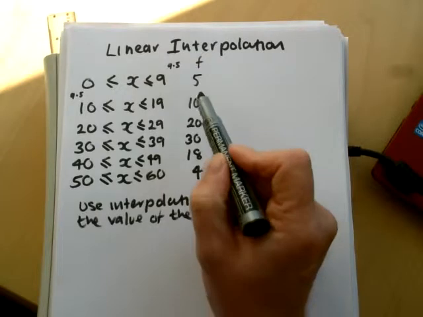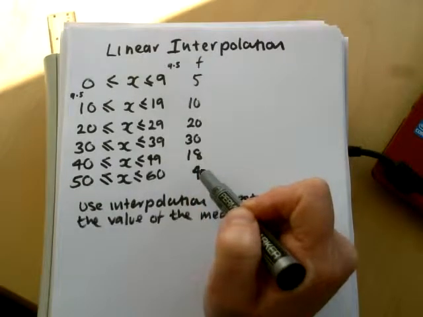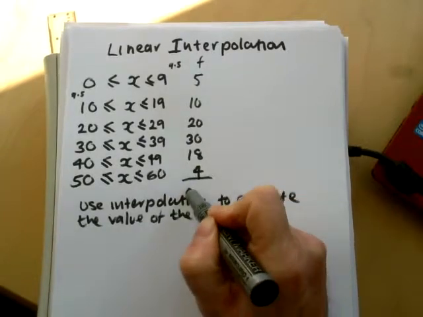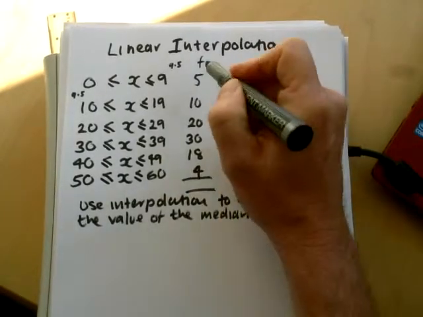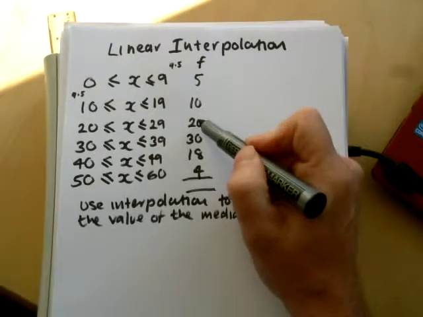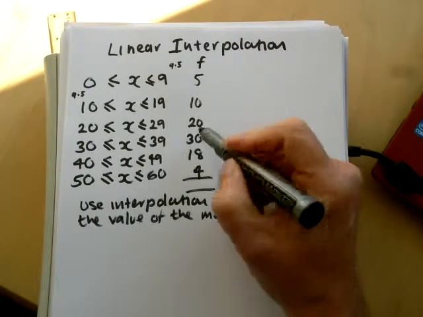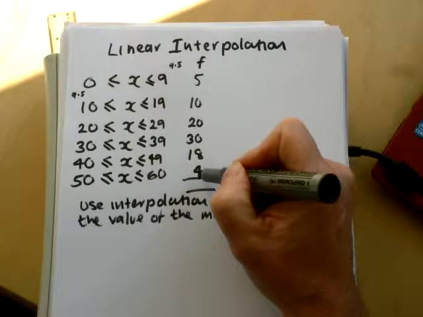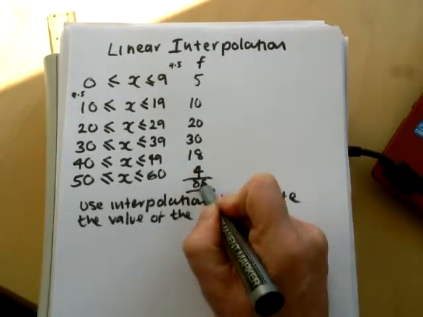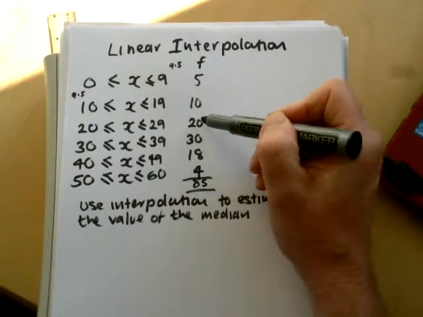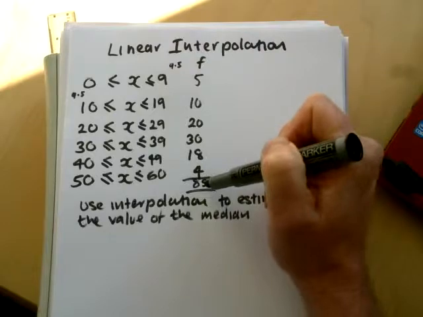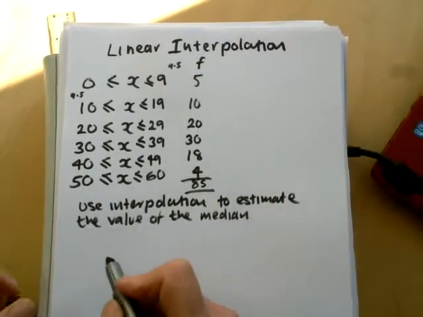Then we look to find the median value. We need to know the total number of branches that have been measured, so we find that by adding up the frequencies. 5 and 10 is 15, 35, 65, and 20 is 85. I'll check that once again: 15, 20, 35, 65, and 20, 85. So we've got 85 scores altogether.